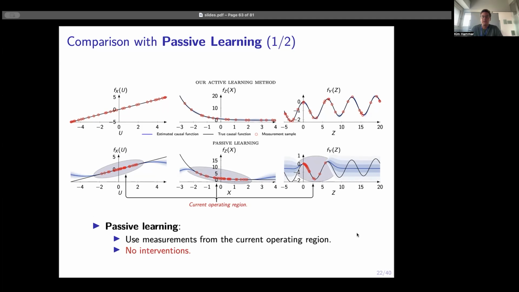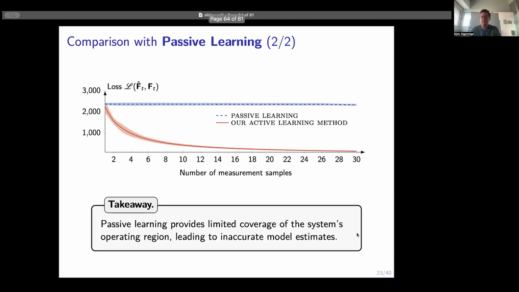And this limitation of passive learning is also very clearly shown if you look at the estimation loss. So here on the y-axis, you have the estimation loss, and on the x-axis, you have the number of measurement samples. And what we see here is that the loss of our method goes down very rapidly. And that is because the rollout policy is very effective in identifying interventions that drive down the loss. On the other hand, the passive learning baseline also reduces the loss a little bit, but it's so little that it's negligible in comparison, and you can barely see that the loss is actually going down here.